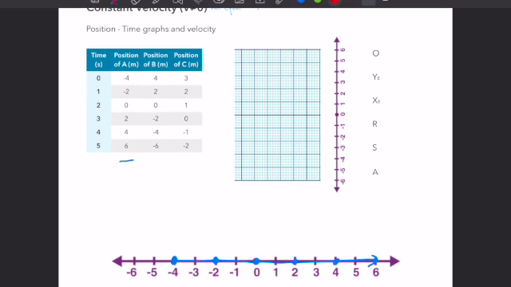Now to plot those on our graph, we of course need our axes labeled. Time, x. And so we have a position of minus 4 at time 0. So time 0, 1, 2, 3, 4. And then we have minus 2. And then we have 0. And then 2. And 4, and 6.